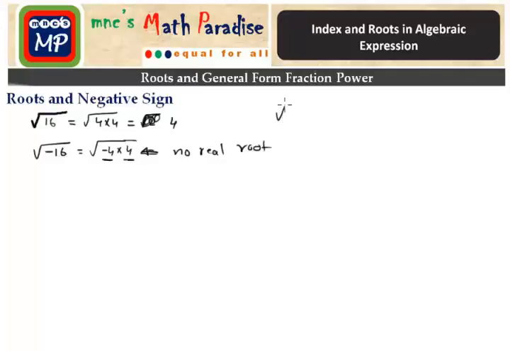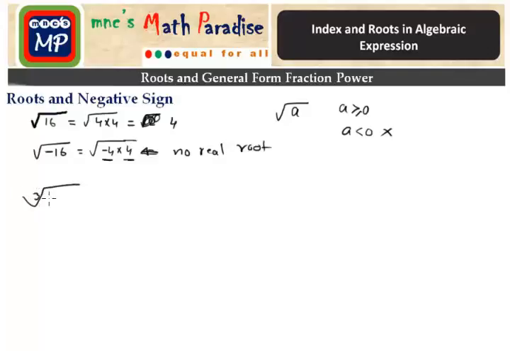So for square root, only a positive value has a root, negative is not possible. That means if we have root a, this root a is possible if a is greater than or equal to 0. That is only positive. If a is negative, then it's not possible for square root. Let us see cubic root.